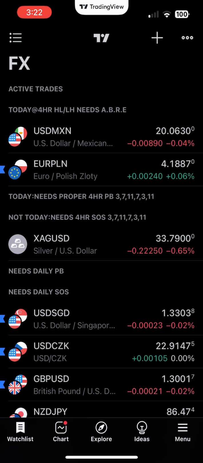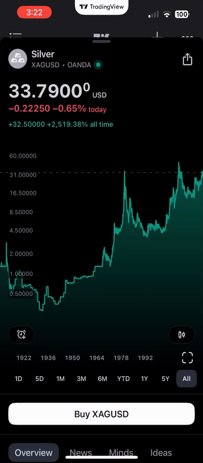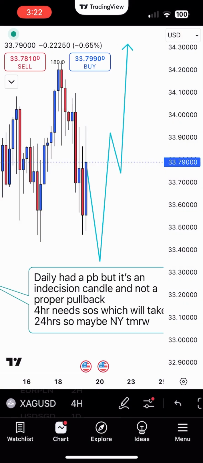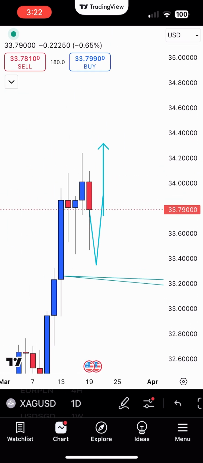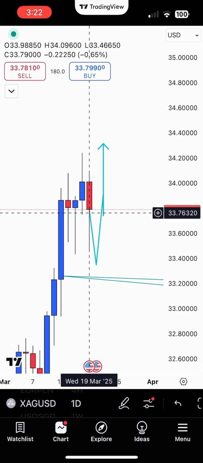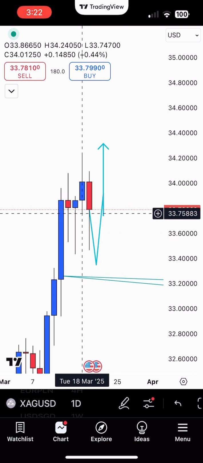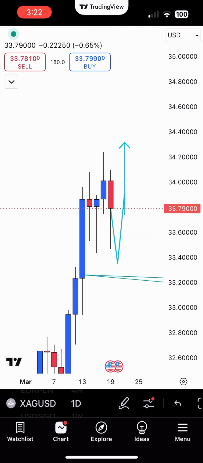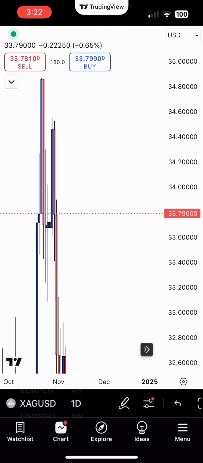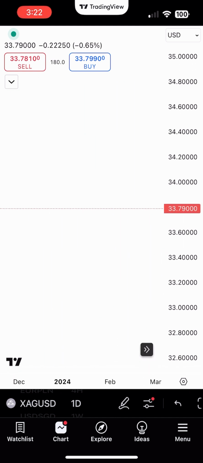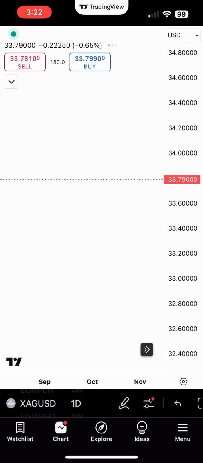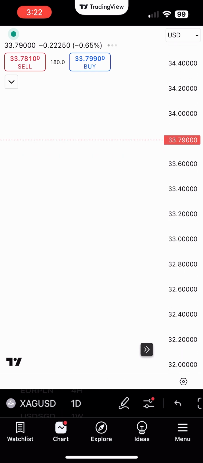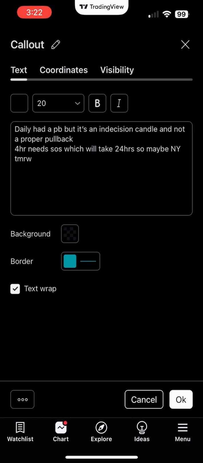Yeah, and this was EURPLN. So now we go on to silver. So silver, you can see there was a daily pullback candle, but it's an indecision candle. That candle is just a very weak candle. And on top of that, if we look, there is no area of interest. Since it is a weekly wick continuation, we need to have a daily area of interest.